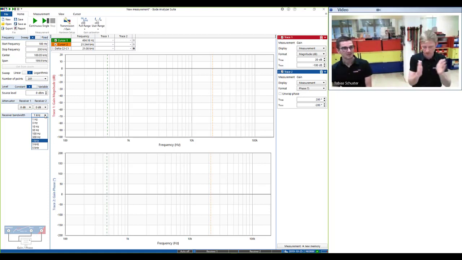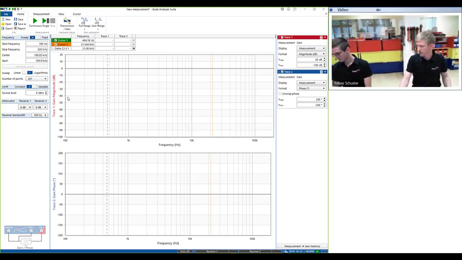If you use a very narrow filter, it will reject a lot of noise from sidebands, but the measurement takes longer. And if you use a very wide filter, the measurement will be very fast, but it will also include a lot of noise from the sidebands. A good value to start is 100 Hz. That gives you a good trade-off between noise rejection and speed, in my opinion.